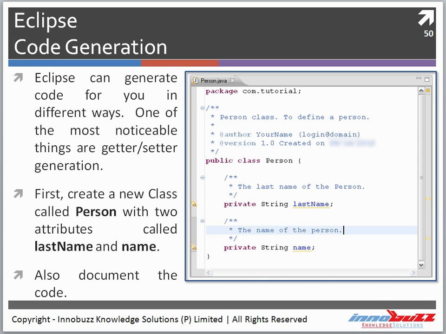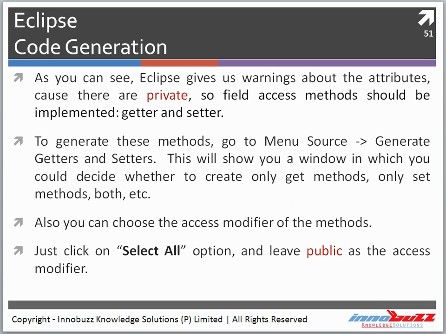Because the attributes are private, which is very common, field access methods should be generated. These are the getter and setter methods. Go to the Source menu and then the Generate Getters and Setters option.